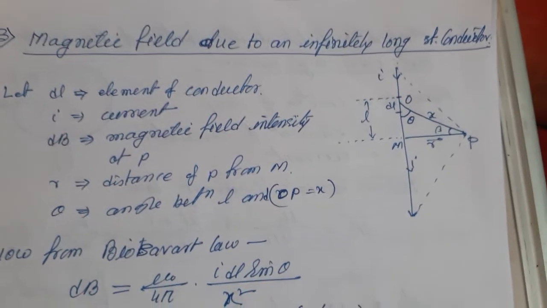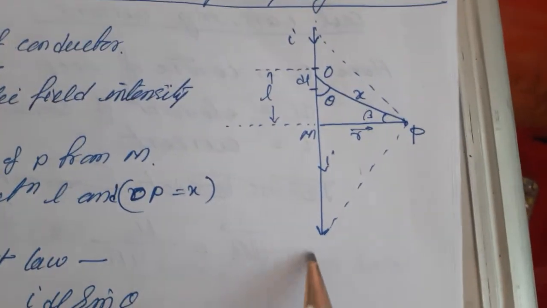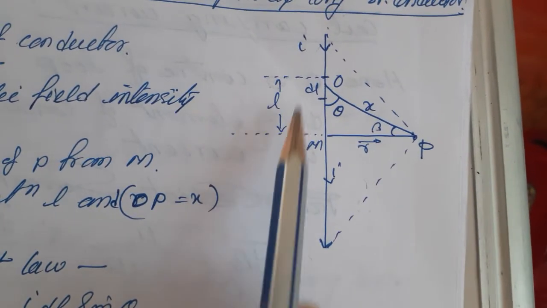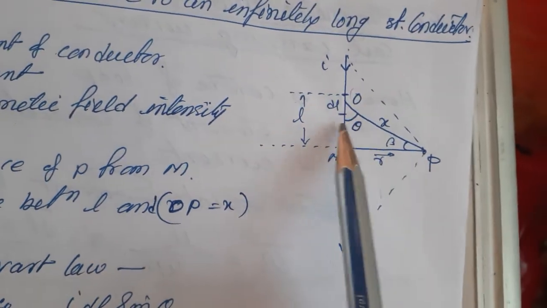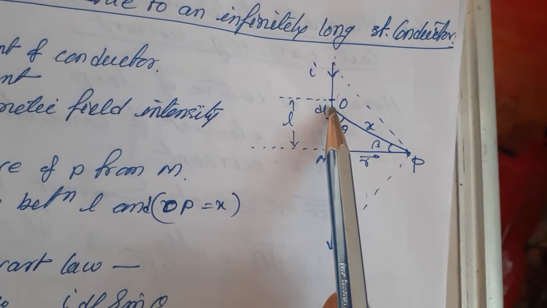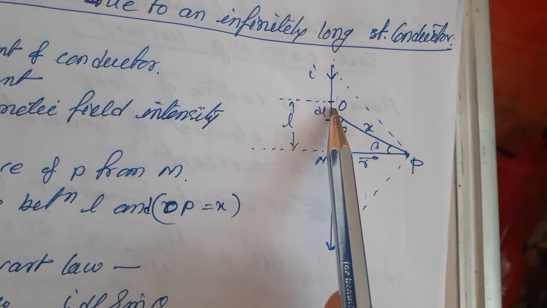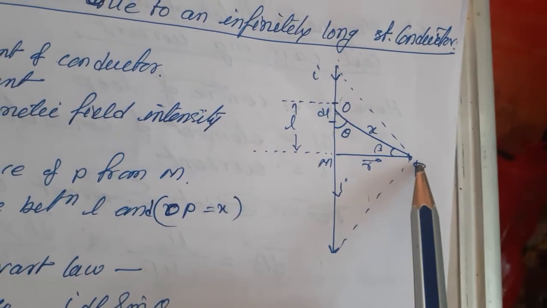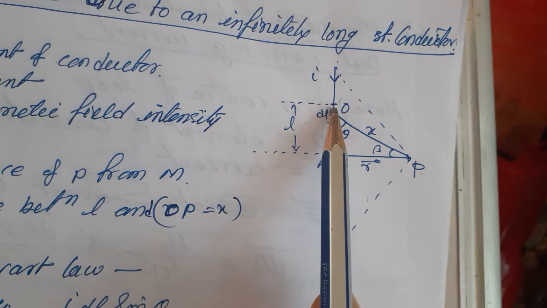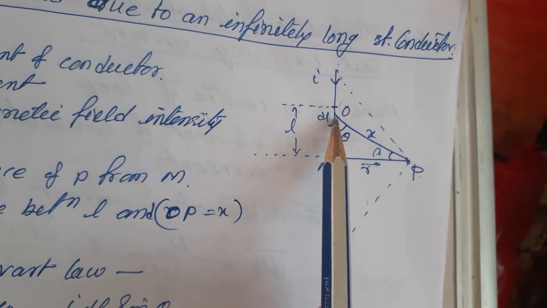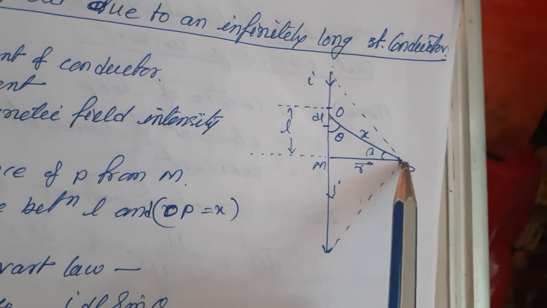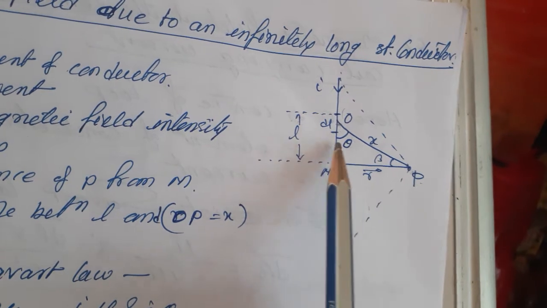Magnetic field due to an infinitely long straight conductor. Look at this. This is a conductor, and it is infinitely long. I am taking just a small length L, and this is the length element dl. The midpoint of dl is O, I consider. From O, I have to find the magnetic field at P, so I have to give a direction. x is the direction between the midpoint O and P. Then the angle between x and dl is theta.